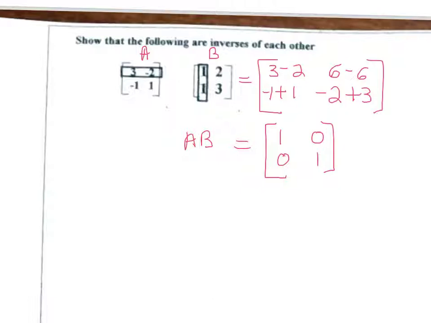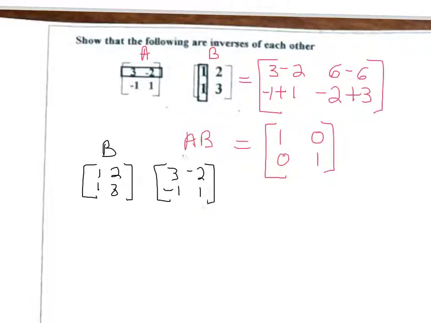Now what I need to show also, because the theorem says, if A times B is the identity and B times A is the identity, then they're inverses of each other. So we have to check for the second combination. Let me put first the B matrix, which is 1, 1, 2, 3. And the A matrix is 3, negative 1, negative 2, and 1. So when I multiply B times A, it's got to be the same thing.